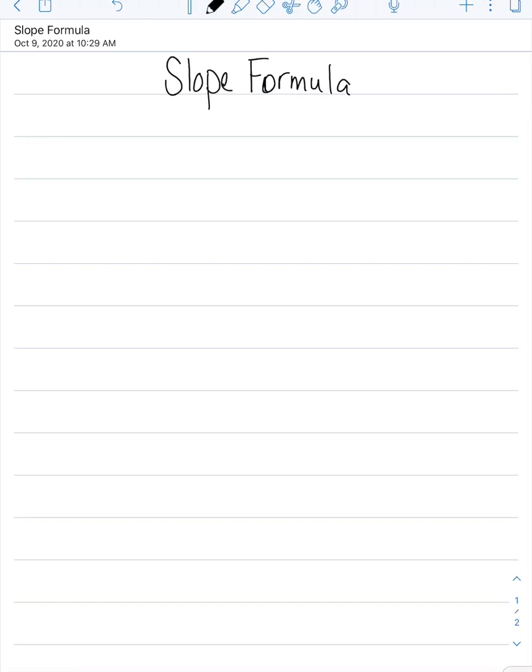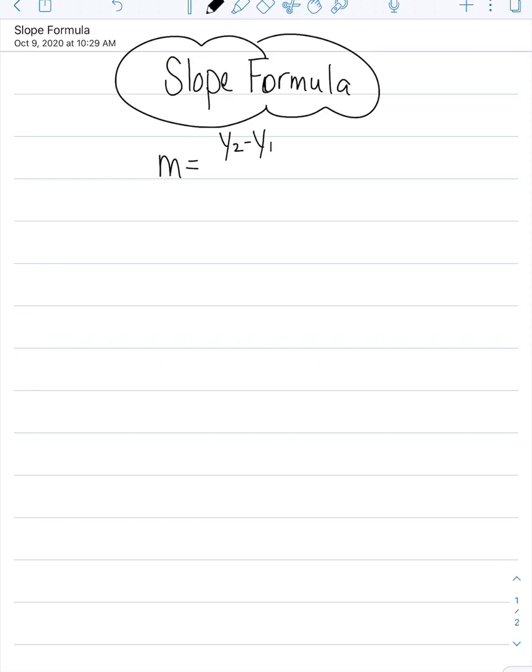First of all, what is the slope formula? Well, we said that m is the letter we use for slope, and the way we show the change in y is we do second y minus first y over the change in x, and we show that by saying the second x minus the first x. So again, work on memorizing this formula. It just represents the change in y over the change in x.